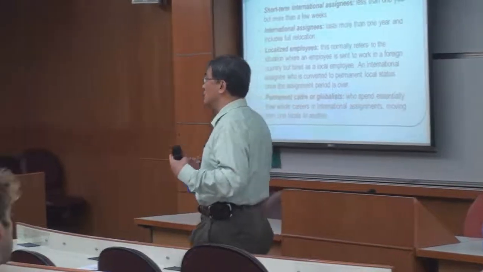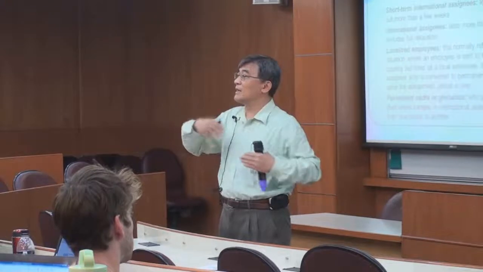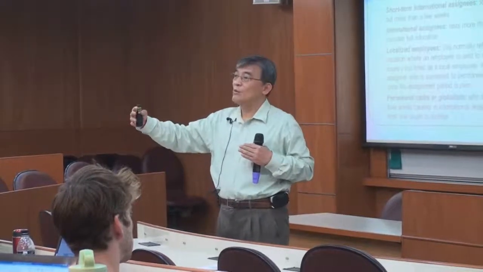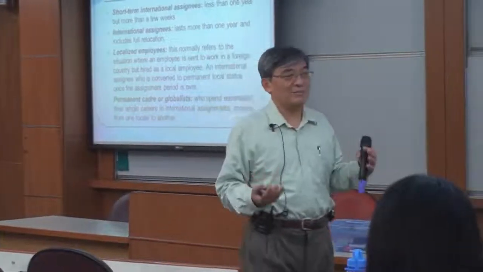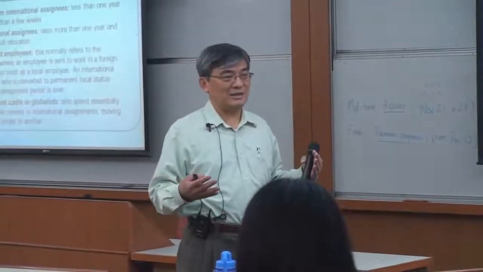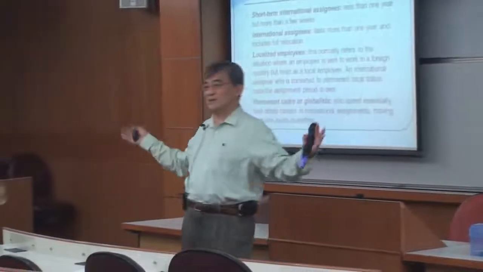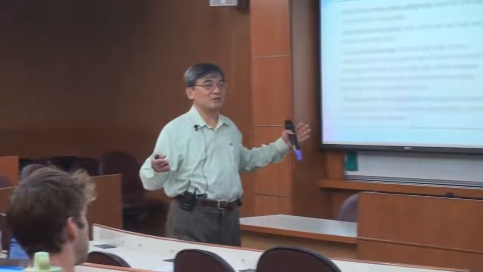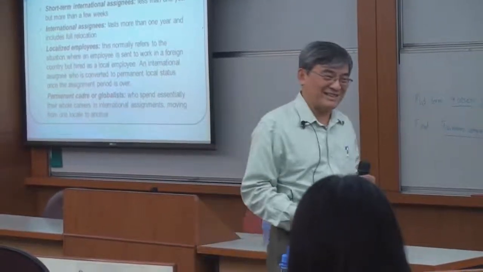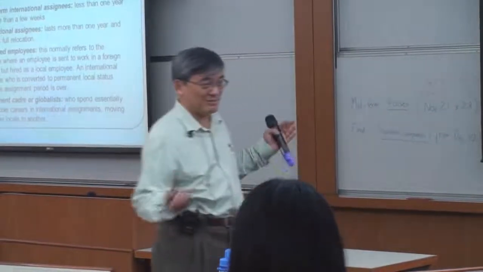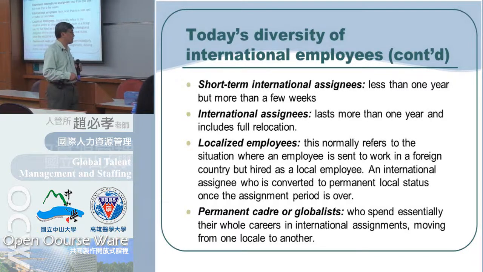Many Taiwanese high-tech companies, China high-tech companies, will set up a subsidiary in Silicon Valley, in USA, and assign their senior manager or CEO, right, to work in USA, and then they become this localized employee. After a period of time, or their family, right, live there, and then this one got the PR and become localized. Okay, many Chinese managers, Taiwanese managers, Korean managers, yeah, they become localized employees in USA. Even if you want to work in Taiwan, maybe, right? After a period of time, you become the localized employee. Permanent headquarters globalist, who spend essentially their whole career in international development, moving from one locale to another.